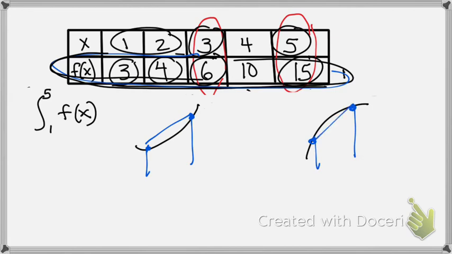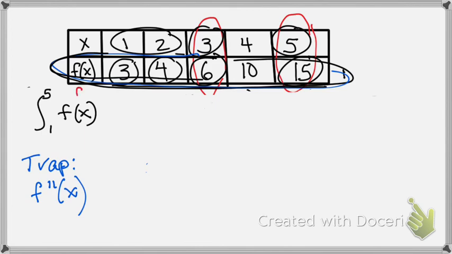So the fact that it was increasing didn't really matter. It's the concavity that matters, so concave up and concave down. For the trapezoid rule, it has to do with the second derivative, or concavity. Let me show you how to find that.